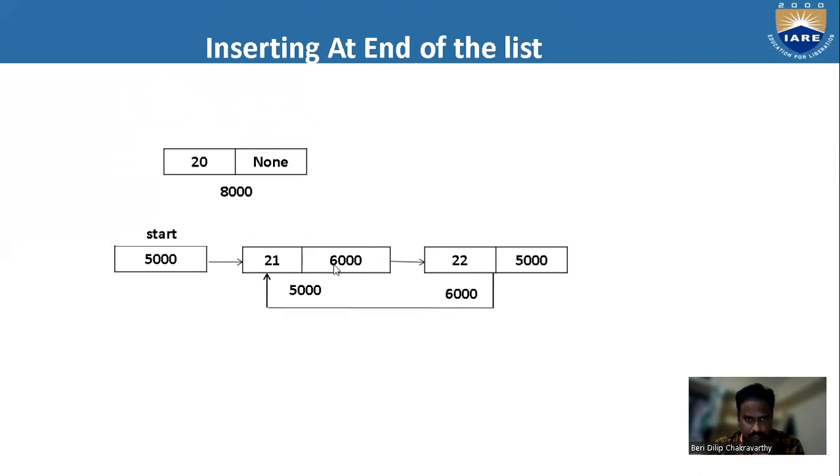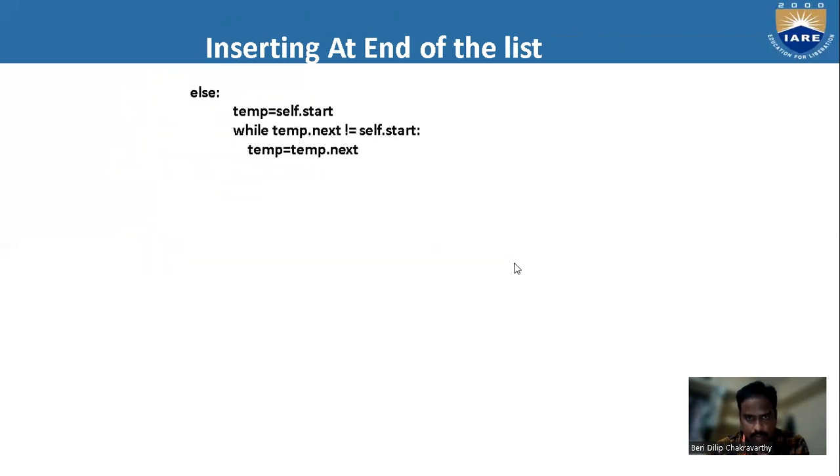As this is the first node, I need to give the address as 5000 here. Here in place of 5000, I should give the address of 8000. So here I am going to insert, and we'll be getting a clear idea. If you observe, for moving to the last, first I will consider this one as temp. Then I will move my temp to the next node.